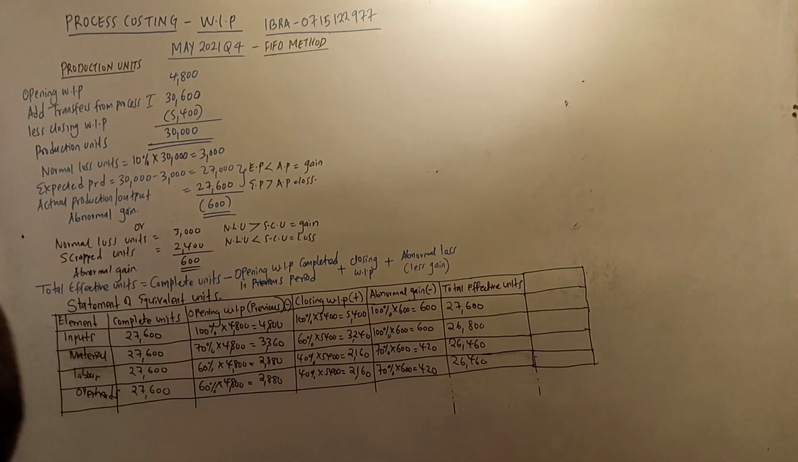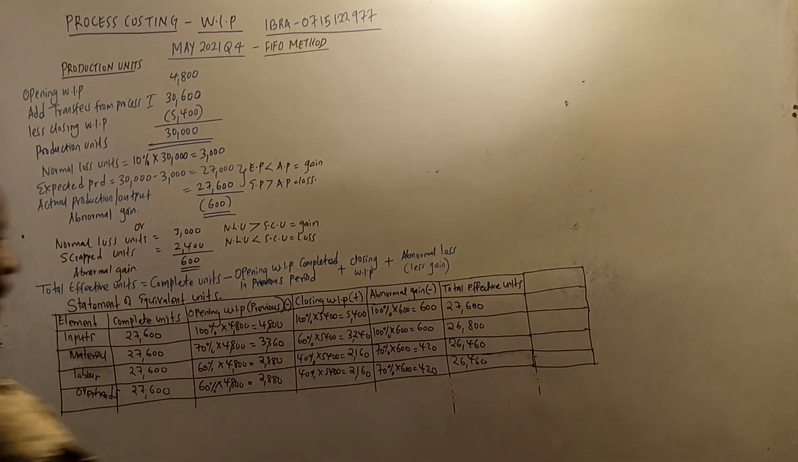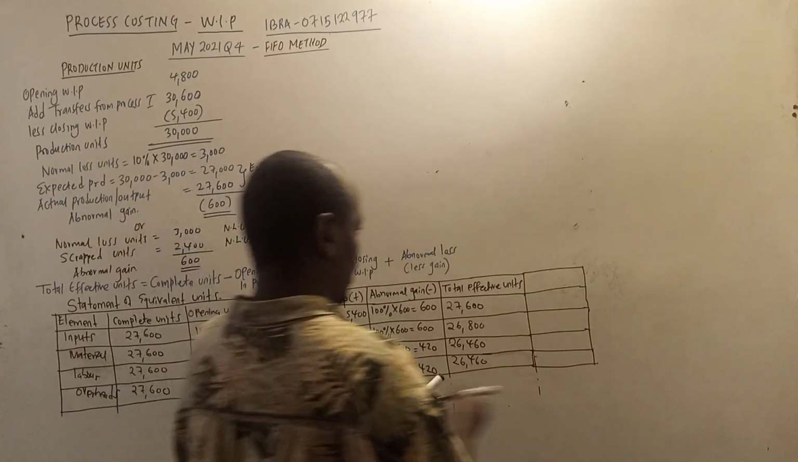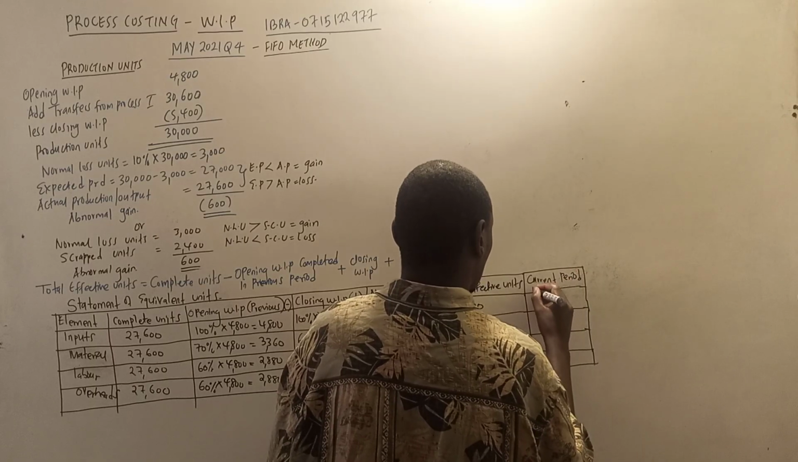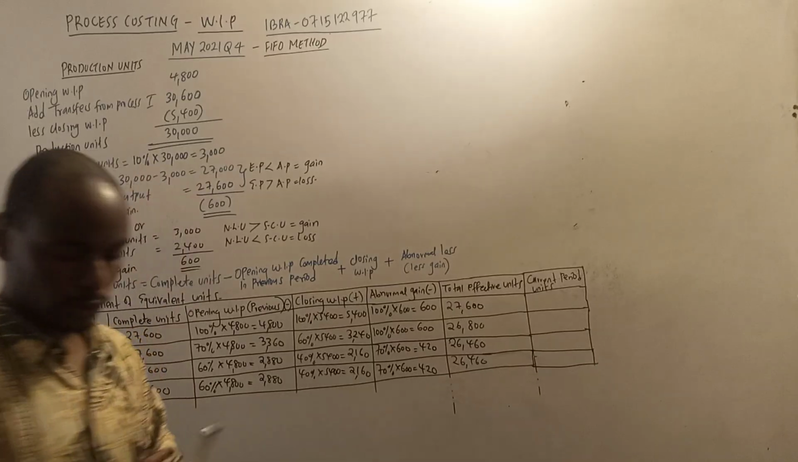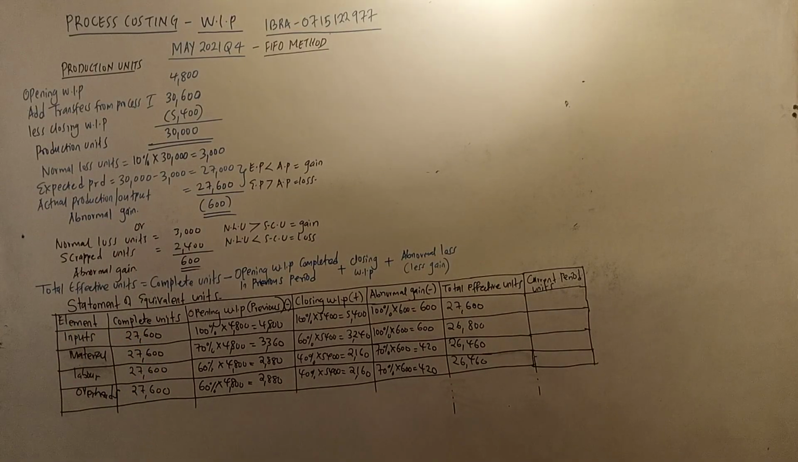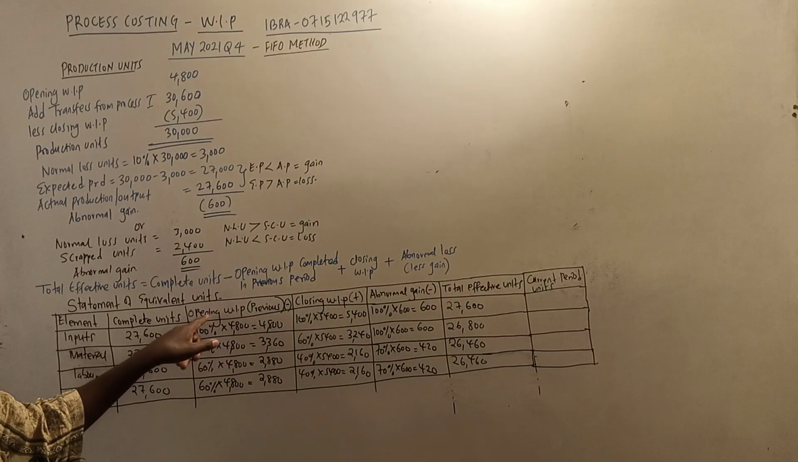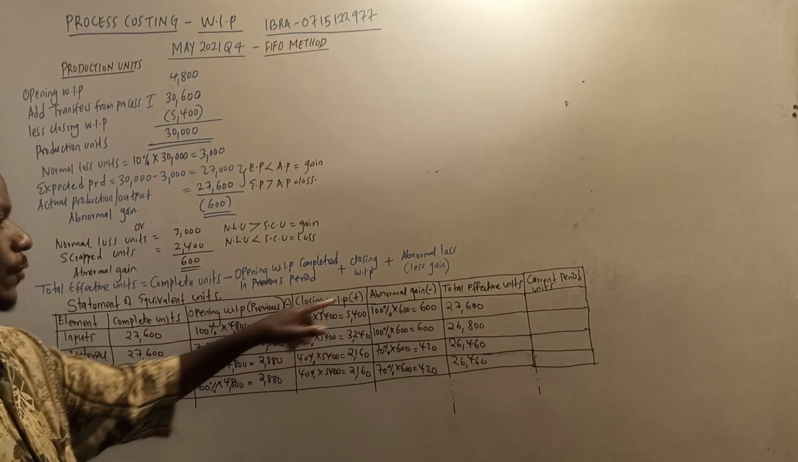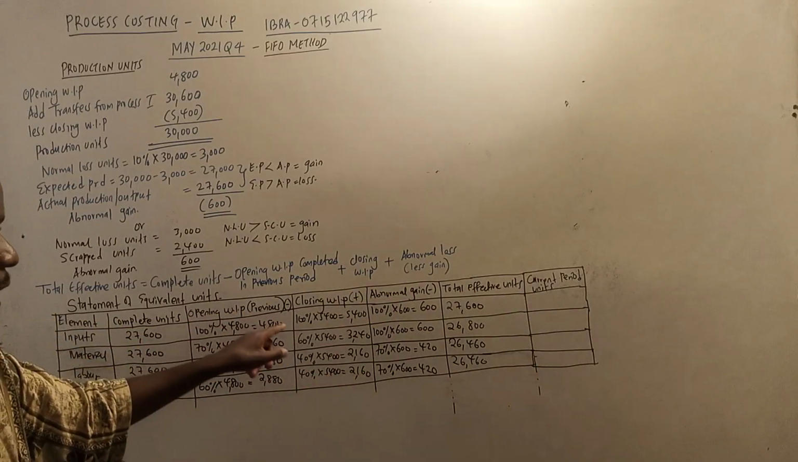So I want to add an extra item here. That item is what was never completed in the previous period. So I'm going to call it the current period units, not cost. The current period units go hand in hand with the opening. So you check the previous and you check the current.